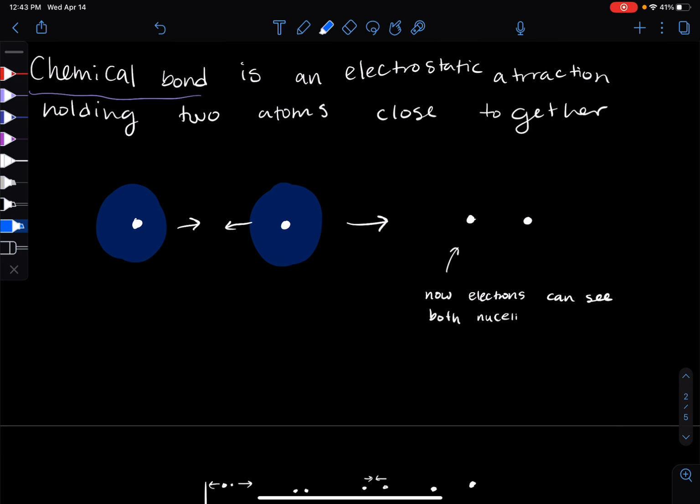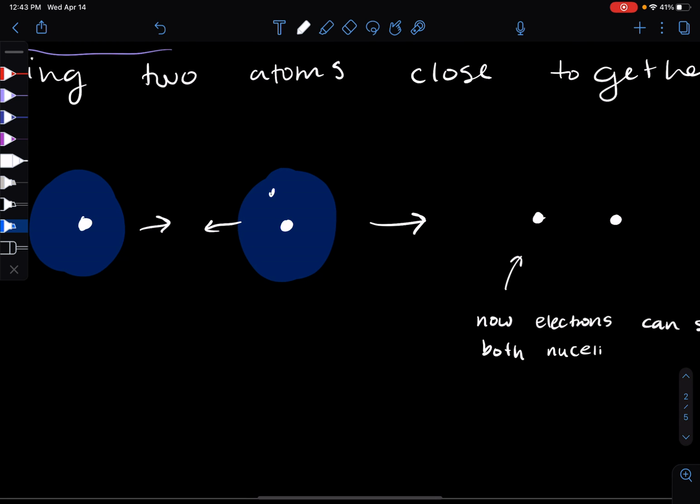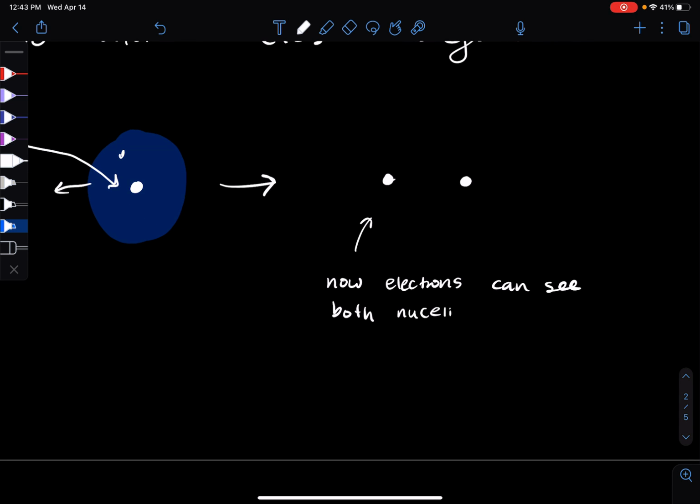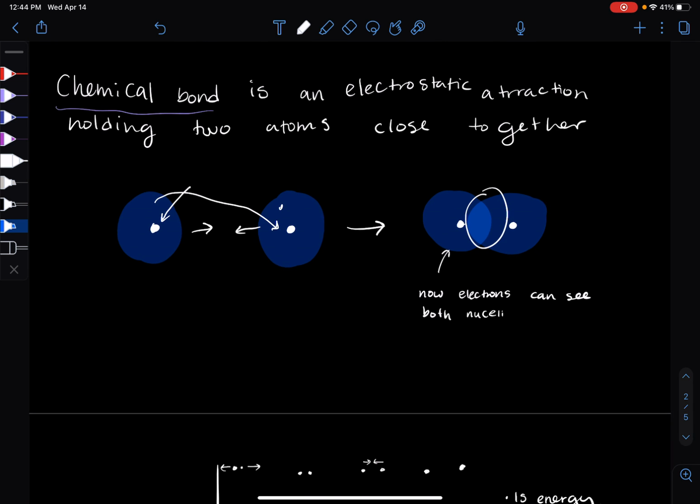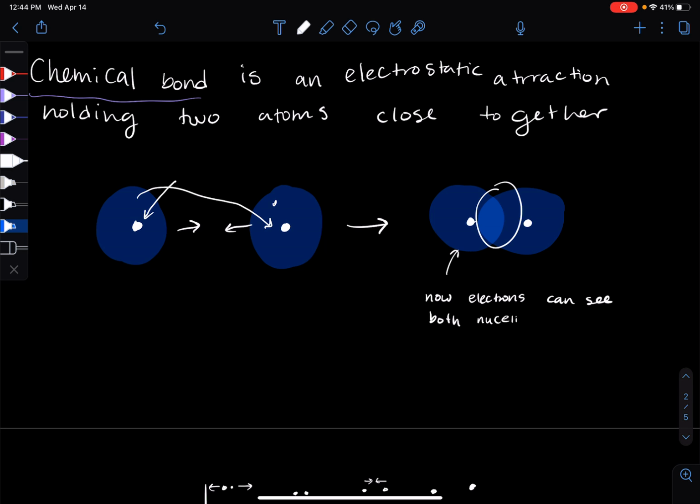Well, this electron cloud is going to be attracted to this nuclei right there. And same thing goes for this electron cloud, it is going to be attracted to that nuclei right there. So, knowing that, they are going to start coming closer together. Once this happens, we can see how there's this light blue portion that overlaps, and that is what's going to be a bond. Okay? So now the electron clouds can see both nuclei, and they're a lot happier.